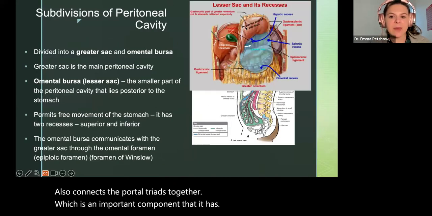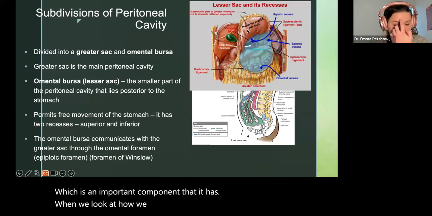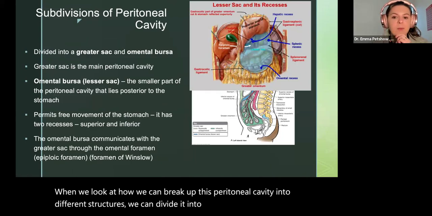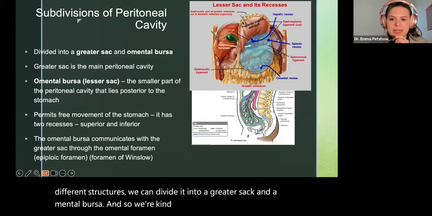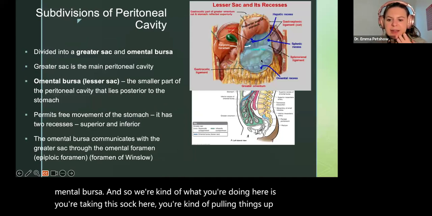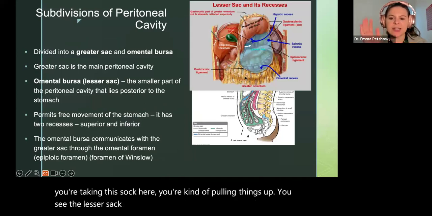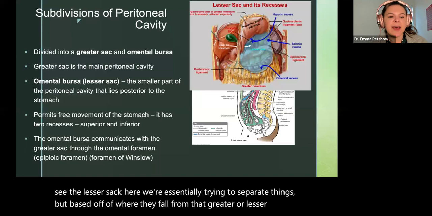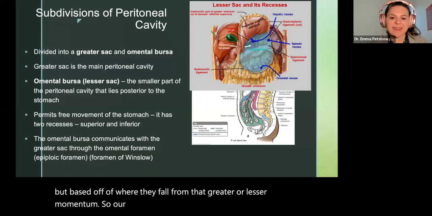When we look at how we can break up this peritoneal cavity into different structures, we can divide it into a greater sac and an omental bursa. What you're doing here is taking this sac and pulling things up. You see the lesser sac here. We're essentially trying to separate things based off of where they fall from the greater or lesser omentum. So our omental bursa would be our lesser sac.